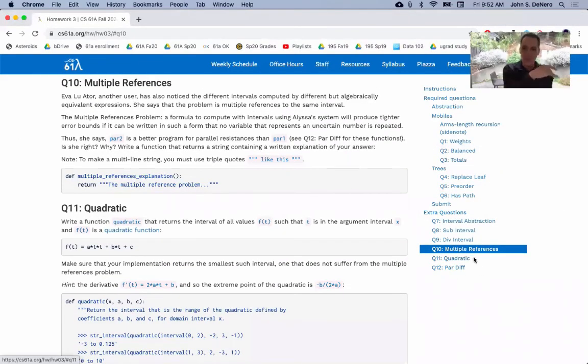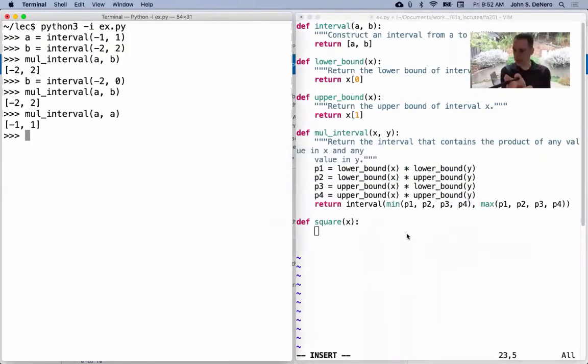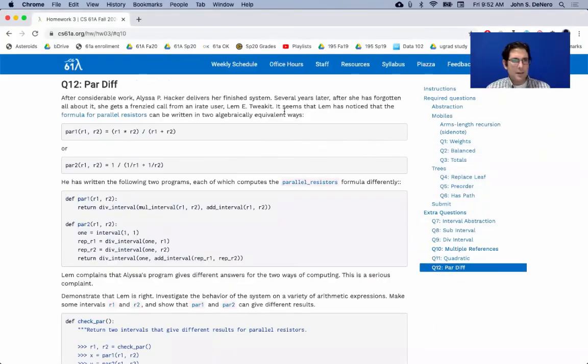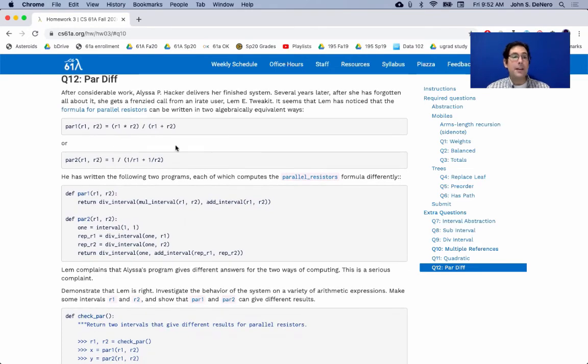Yeah, I haven't seen question 12, which I think was also part of Tan's original question. After considerable work, Alyssa P., a hacker, delivers her finished system. Several years later, after she's forgotten all about it, she gets a frenzied call. It seems that Lem has noticed that the formula for parallel resistors can be written in two algebraically equivalent ways. Okay, I'm pretty sure this was supposed to come before question 10, but here's two different ways of writing down what should be the same equation, right?